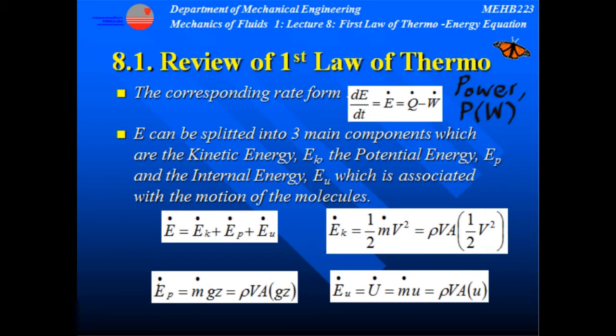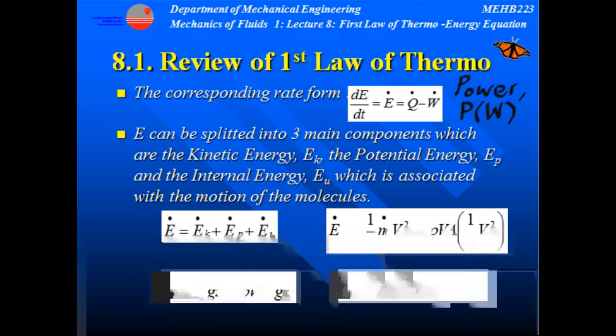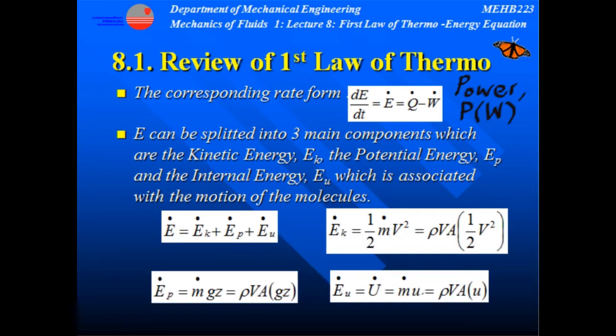Similar to kinetic energy, it is in rate form, so mass is the mass flow rate. While the internal energy EU is the energy associated with the intermolecular activities of the fluid molecules. So you can measure it by using m times small u, which is the specific internal energy. Similar to the other two energy components, it has to be in rate form. You put a dot.